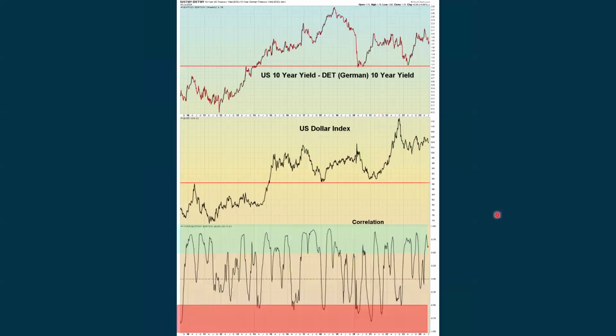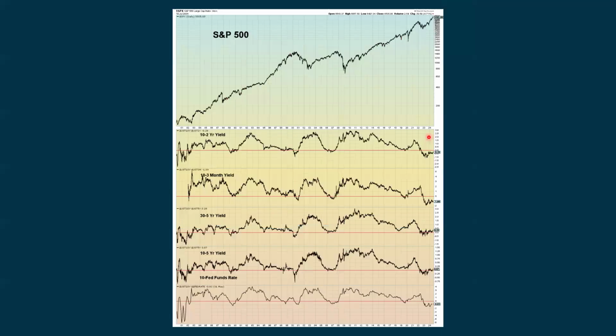Then we look at the US 10-year yield on top. We subtract the German 10-year yield on the bottom. Since US rates are higher, that's why we get an answer above zero. And then we look at the US dollar index in the middle area. Because of the interplay between interest rates and currencies, this is showing that there's a fairly strong correlated relationship between the two. So if this is going up or down, typically the US dollar is going up or down in the same direction at the same time.